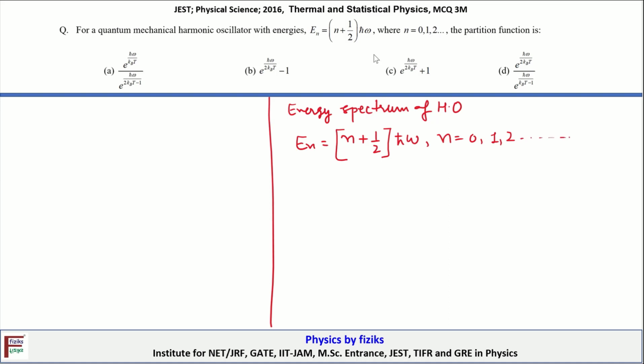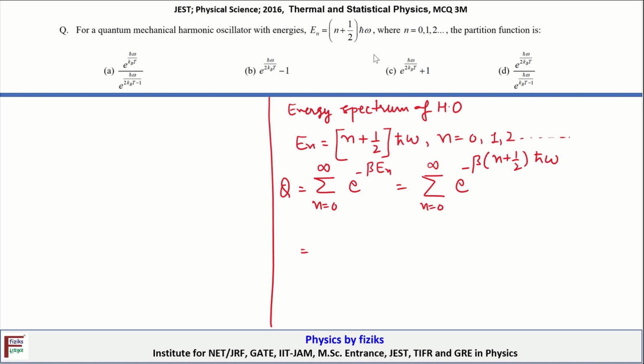Okay, the corresponding partition function is q, that is equal to summation n taking value from 0 to infinity exponential minus beta En, and that is equal to summation n from 0 to infinity exponential minus beta into n plus half h cut omega. Okay, now this is further equal to, we are going to assign the value for n.